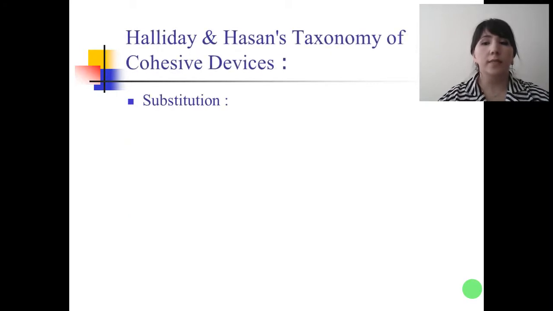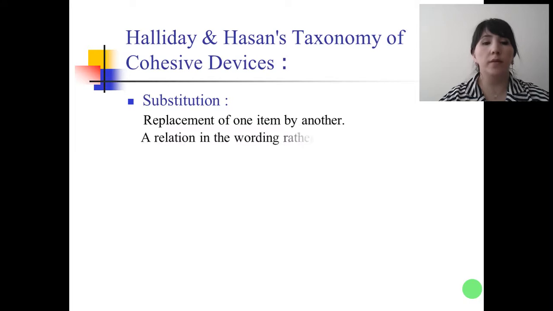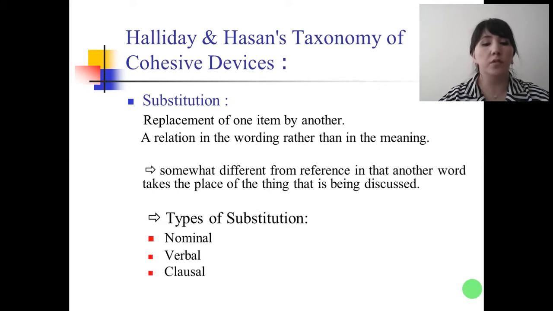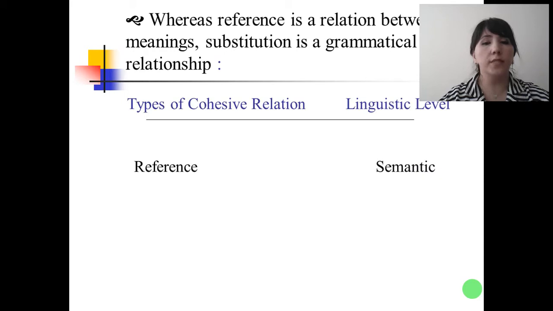Halliday and Hasan's taxonomy of cohesive devices: substitution. Substitution is a replacement of one item by another, a relation in the wording rather than in the meaning, somewhat different from reference in that another word takes the place of the thing that is being discussed. Types of substitution: nominal, verbal, and clausal. Whereas reference is a relation between meanings, substitution is a grammatical relationship.